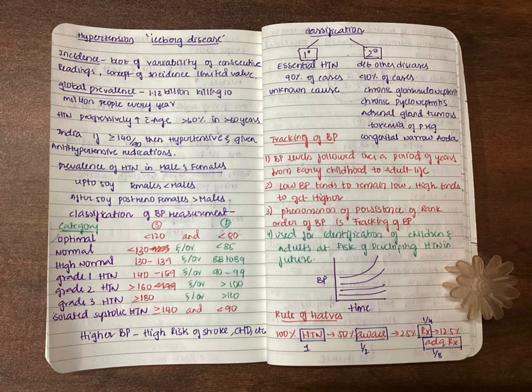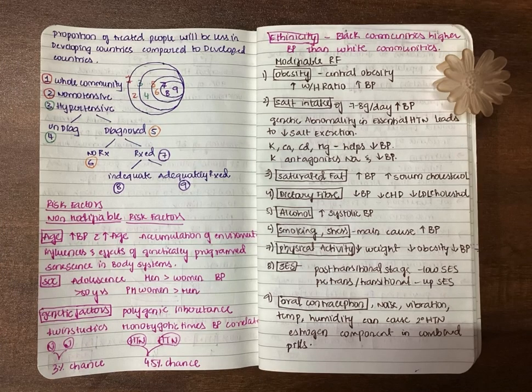Suppose 100% are people with hypertension, only 50% are aware that they have hypertension, and of that 50%, only 25% of the people are taking treatment, and even in that 25%, only 12.5% are taking adequate treatment. So this is the rule of halves. The proportion of treated people will be less in developing countries compared to the developed countries, as we all know. And this is the diagram you have to draw.